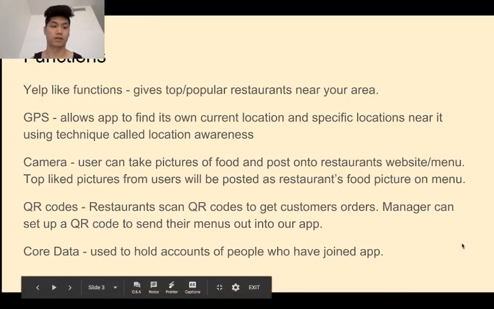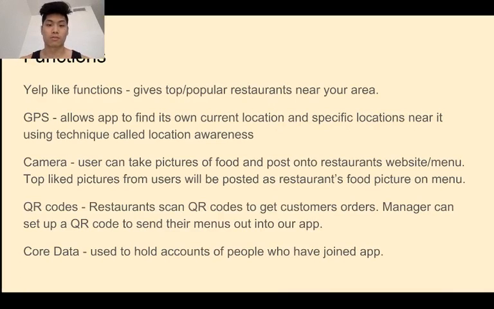So here are some of the functions. Yelp-like functions give the top or most popular restaurants near your area. The GPS function allows your app to find its own current location and specific locations near it using techniques called location awareness. There will be a camera function, which allows the user to take pictures of food and post onto the restaurant's website or restaurant's menu.